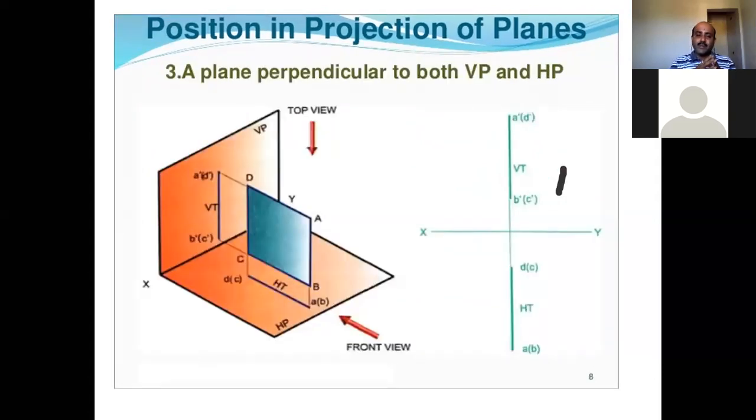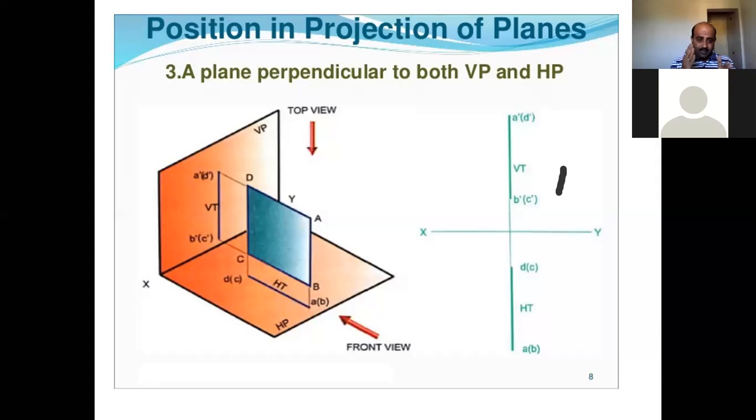Very simple over here. And this is the one plane perpendicular to both VP and HP. So how are you going to position it here? This is a very rare case you are going to get, because when it is perpendicular to both VP and HP, we get the true shape and true size only in the side view or the profile view. So I think it is very rare. Only one or two problems are there.